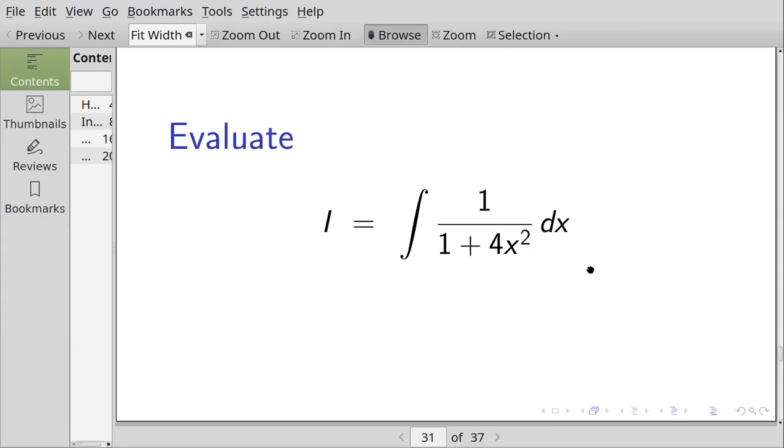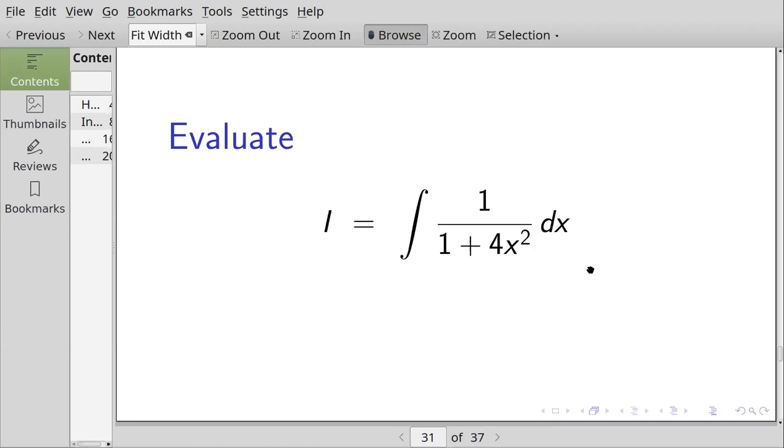Firstly, you will divide and multiply by 8x, and then you will let 1 over 1 plus 4x squared be equal to u, and then you will integrate it.